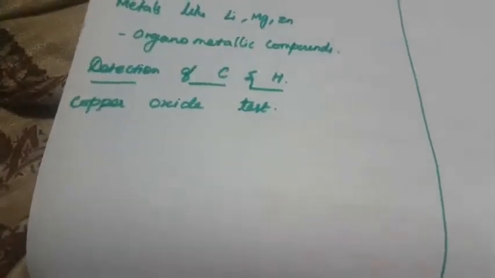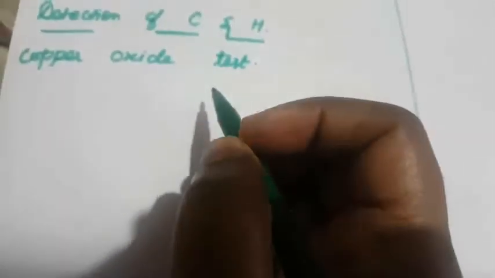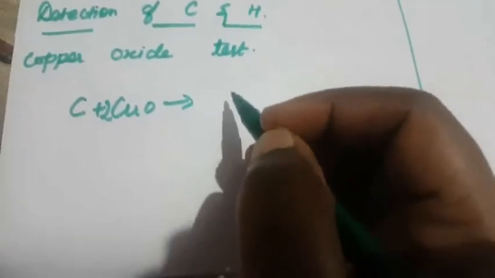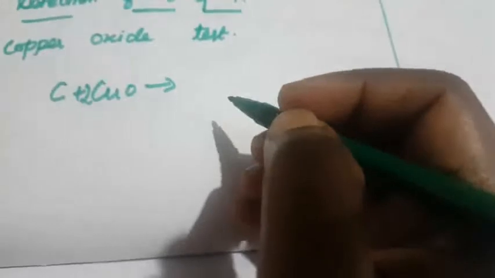Here the first one is the copper oxide test. What is meant by the copper oxide test? The organic substance is mixed with 3 times its weight of dry copper oxide. Suppose this is the organic compound, we add it with 3 times copper oxide. By grinding the mixture, it is then placed in a glass test tube fitted with a delivery tube, the other end of which is dipping into lime water.